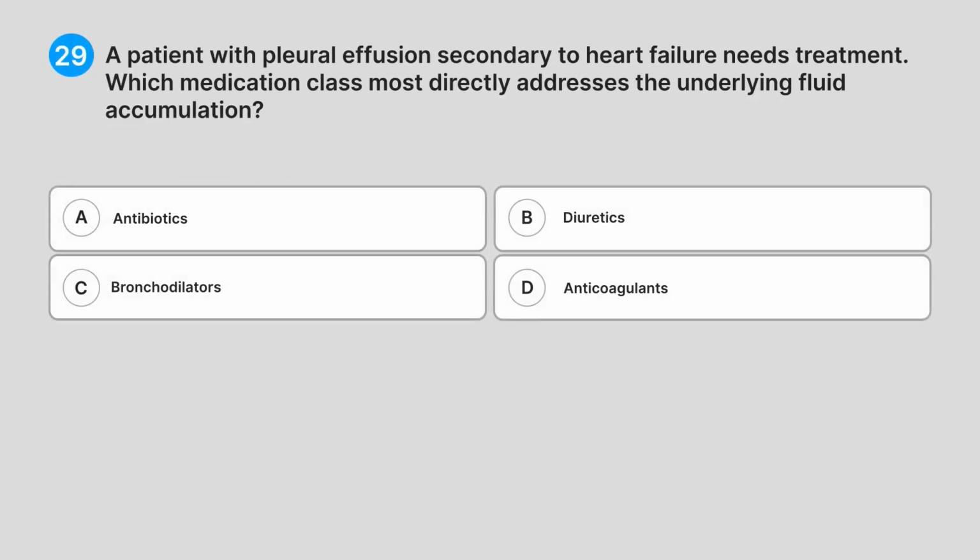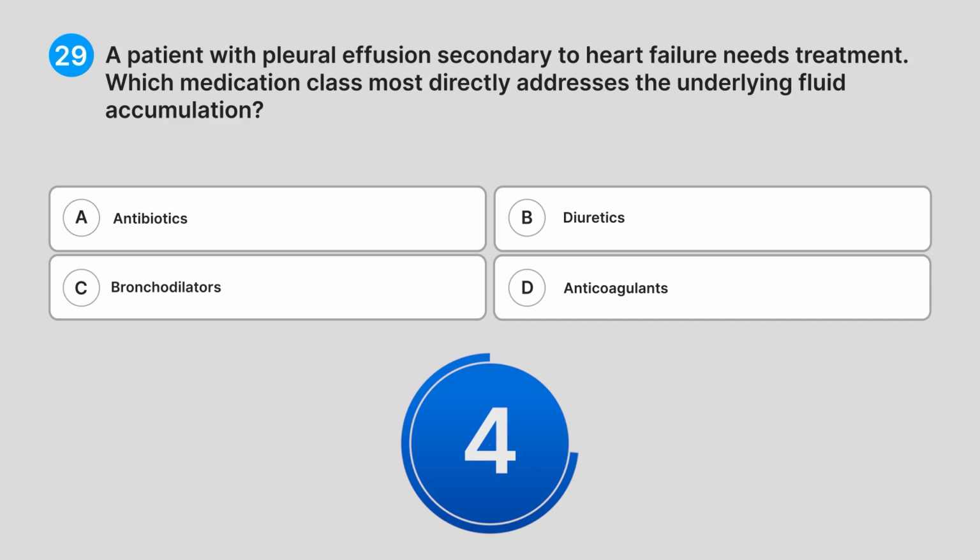29. A patient with pleural effusion secondary to heart failure needs treatment. Which medication class most directly addresses the underlying fluid accumulation? A. Antibiotics. B. Diuretics. C. Bronchodilators. D. Anticoagulants. Can you guess the answer?